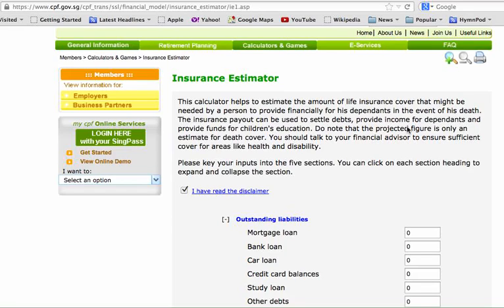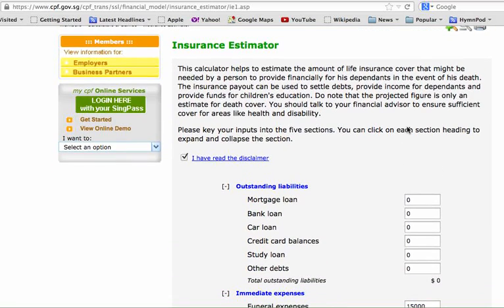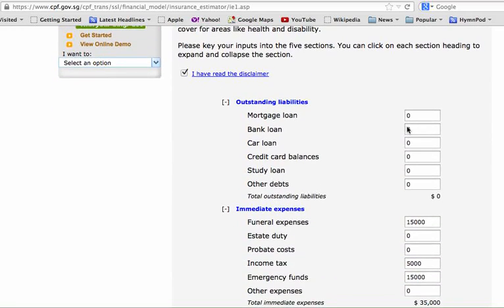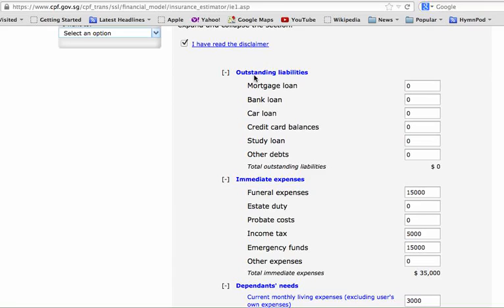Now we will take this as a needs approach in calculating the amount of insurance that is required. So firstly, we look at outstanding liabilities. Now it is assumed that there are no outstanding liabilities. So there's no mortgage loan, no bank loan, no car loan, no credit card balances, no study loan, and no outstanding debts. So therefore, the total outstanding liabilities are 0.